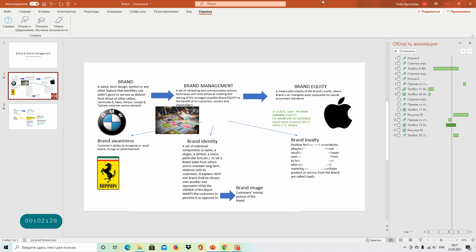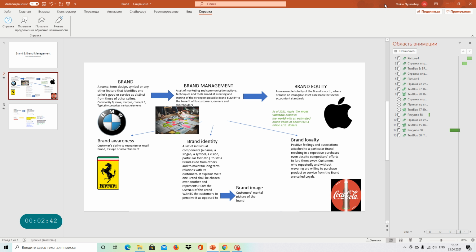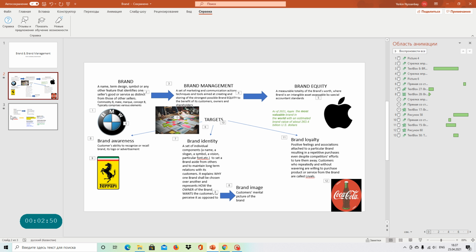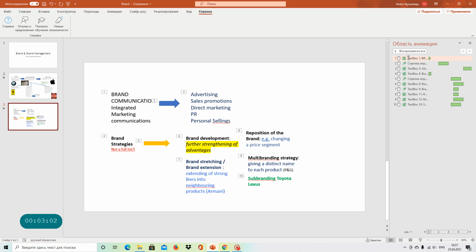And the third one is brand loyalty, and this is very important. We want our customers to be loyal to us. We want them to have positive feelings, and associations attached to our brand, so that they come and buy it again and again. Customers who repeatedly and without wavering are willing to purchase a product or service from the brand are called loyals. And the biggest number of loyals is, of course, loyals of the Coca-Cola brand. So these are our three targets we want to achieve in our brand management activity.